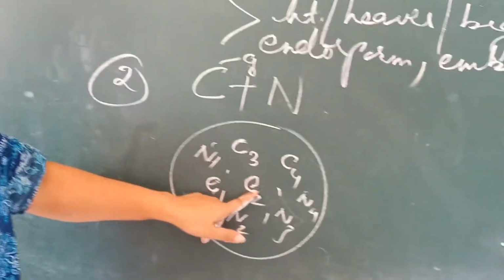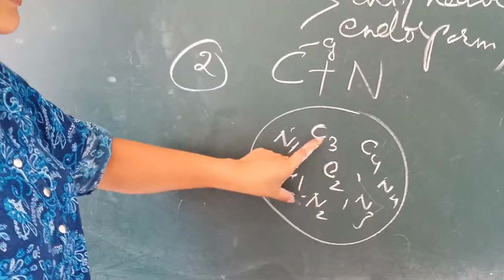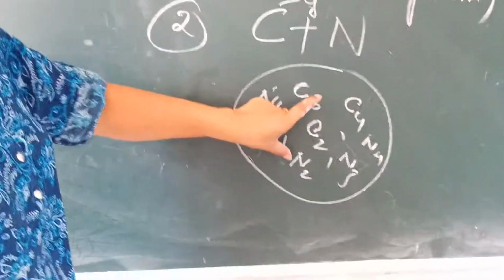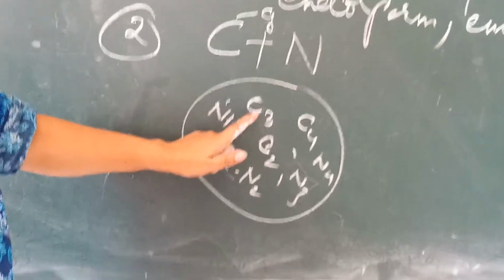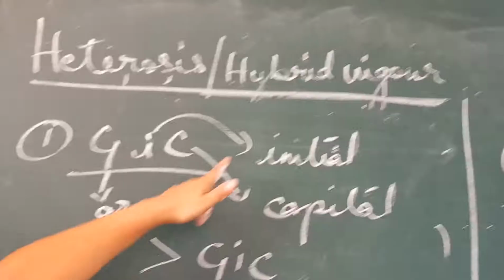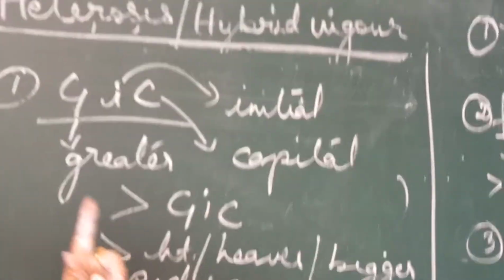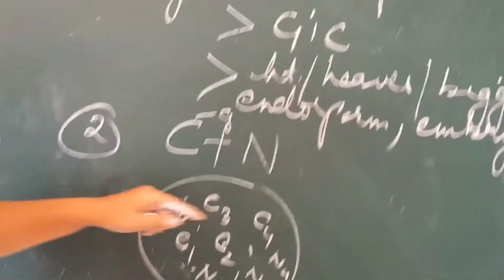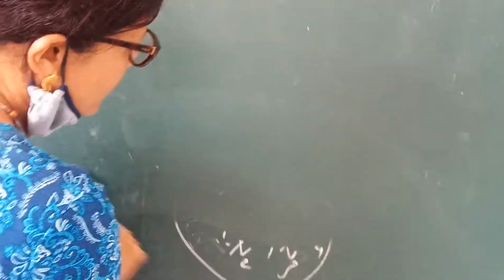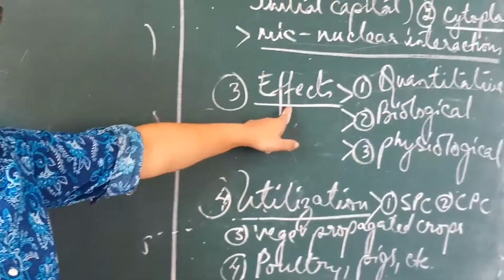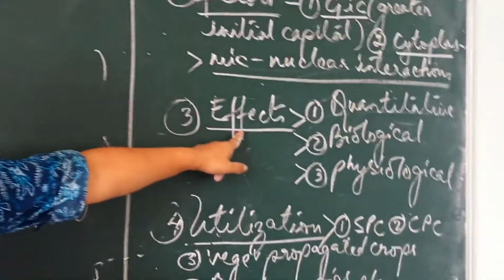Now, the interaction of these inside the cell is a precondition for heterosis. It will decide whether this interaction will bring about heterosis or hybrid vigor in the plant or not. That is the second factor. Now the third heading is effects. What are the effects of heterosis?